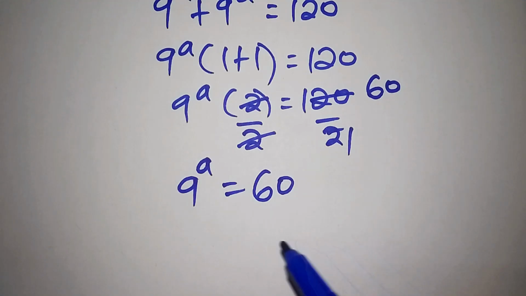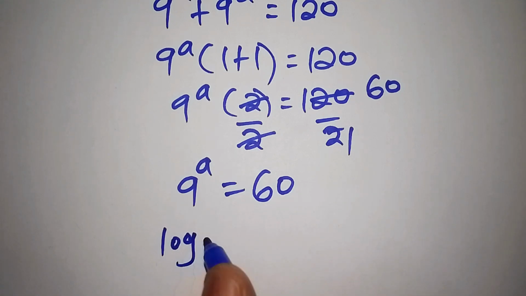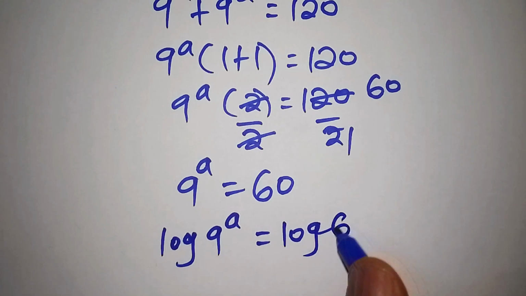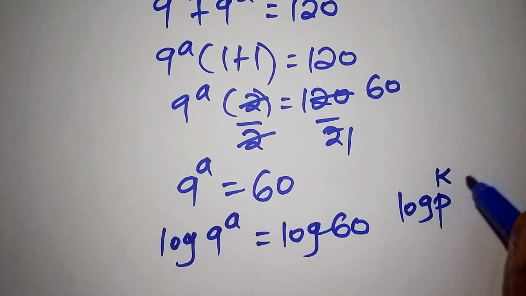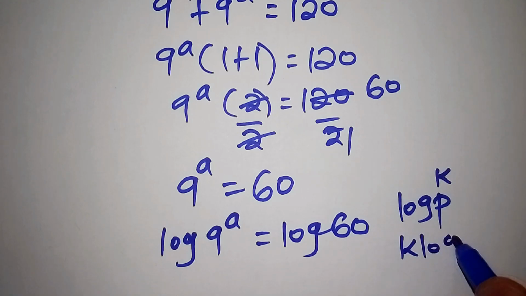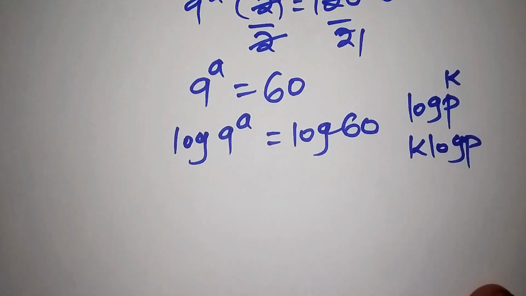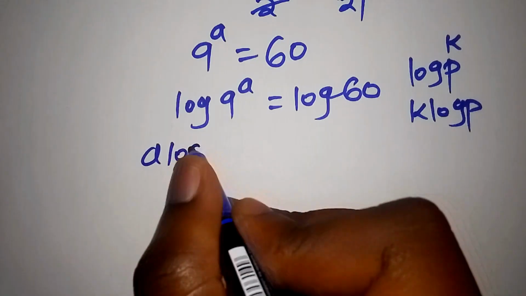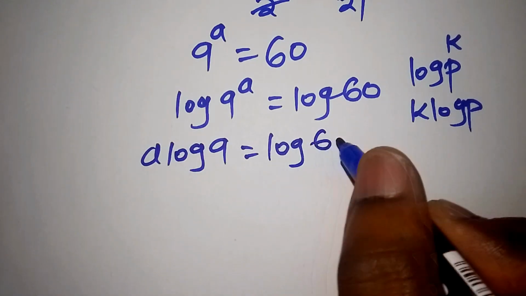So how do we still solve the value for a? We shall now be forced to introduce the log on both sides. So we have the log of 9 to the power of a is equal to the log of 60. Assuming that we have the log of p to the power of k, this can be written as k times the log of p. So instead of having the log of 9 to the power of a, we now have a times the log of 9 is equal to the log of 60.